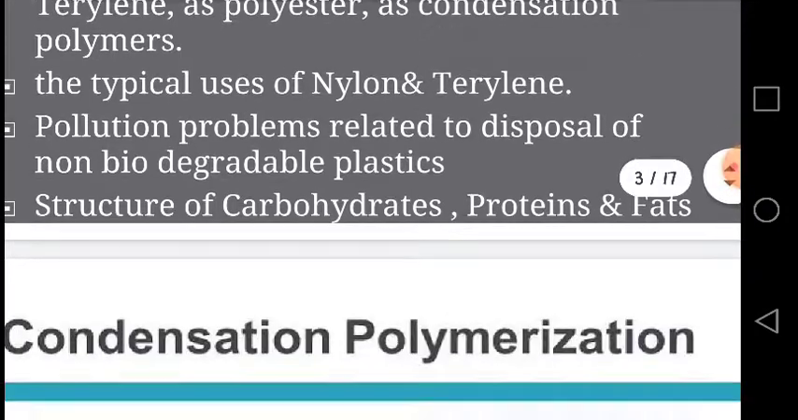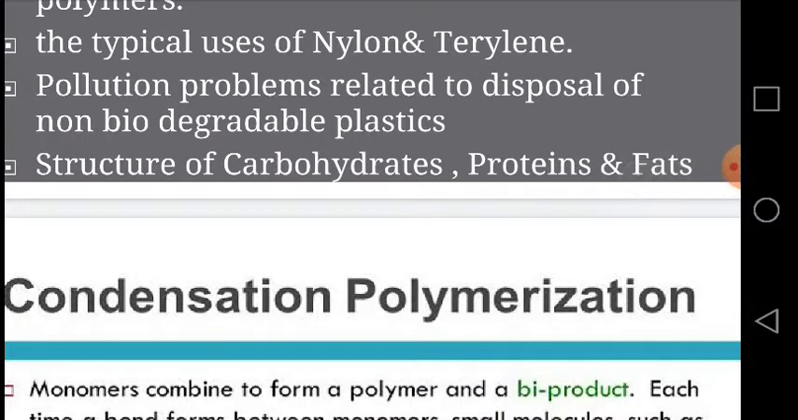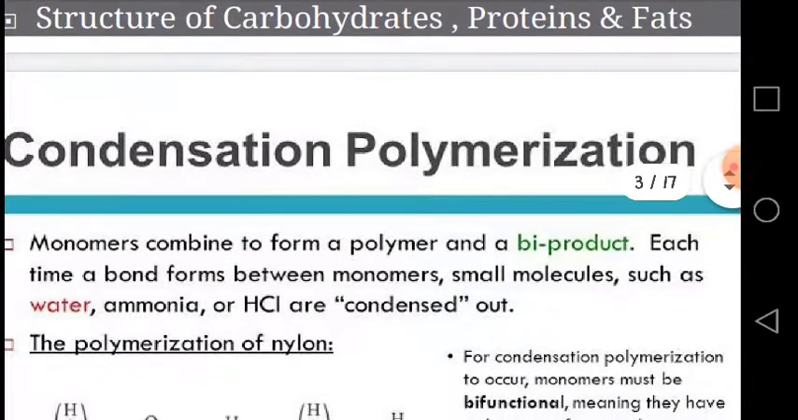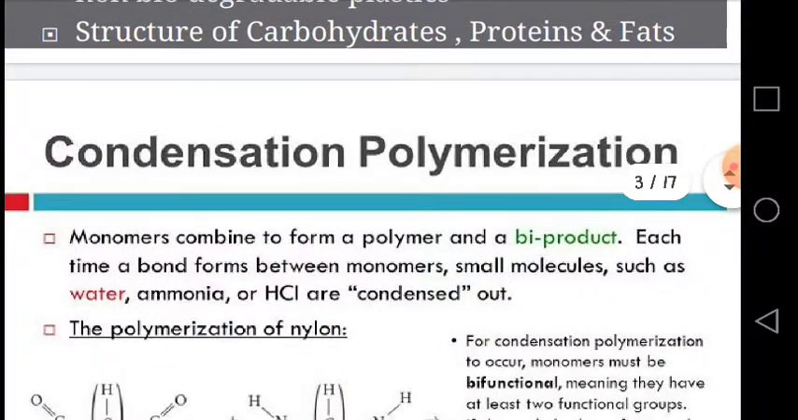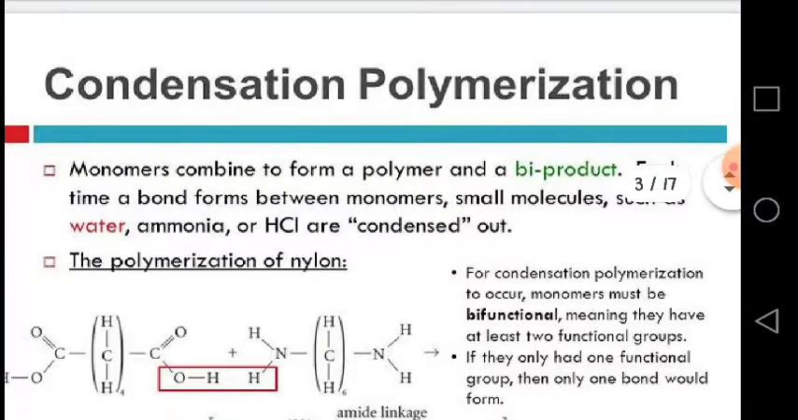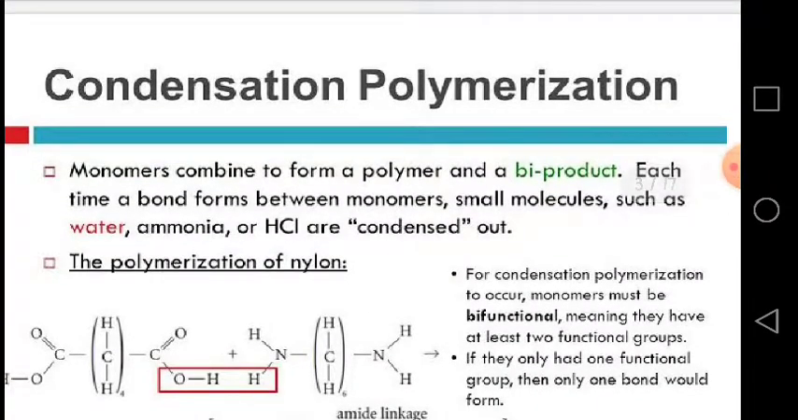Now we are going to focus, but before going on, I am going to discuss with you the previous topic, condensation polymerization. As I have discussed with you, condensation polymerization is a process in which monomers combine to form a polymer and a byproduct. This byproduct may be water, ammonia or HCl, which is condensed out during this process.